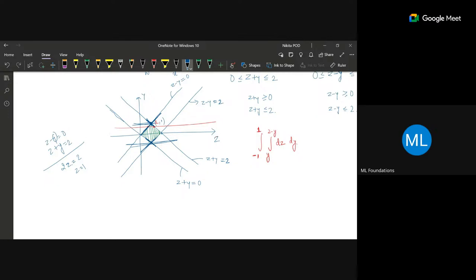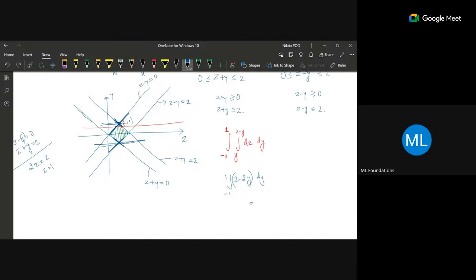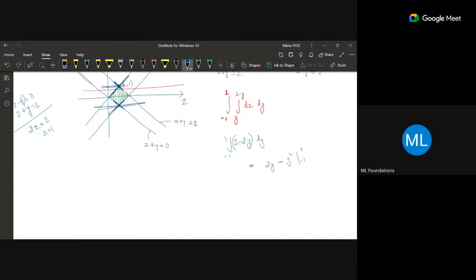So dz, you will have 2 minus y, which is minus 2y, and this is dy, minus 1 to 1. And this would give you 2y minus 2y square by 2, from minus 1 to 1. So this is 2 minus 1, which is 1, minus of minus 2 minus 1, which is minus 3. This is getting as 4. If you substitute 1 and minus 1, 2 minus 3, it will become 0, no?